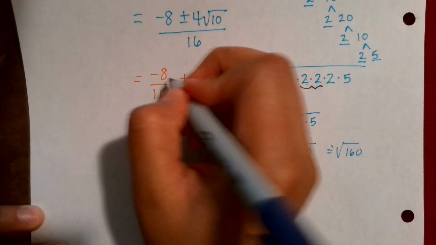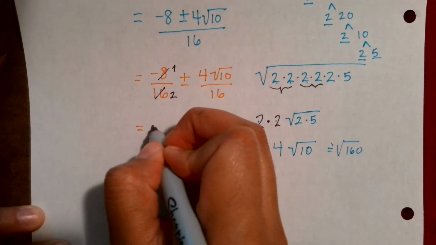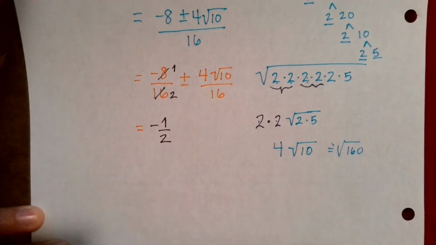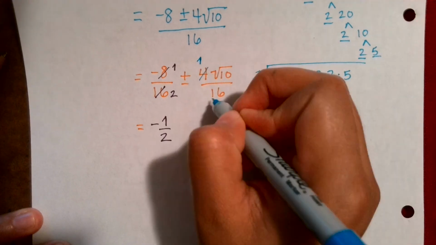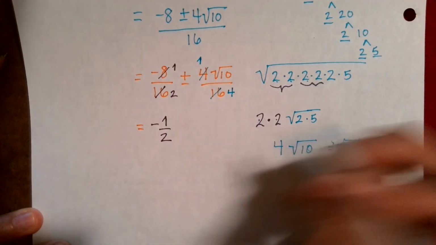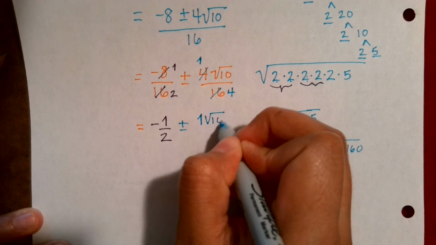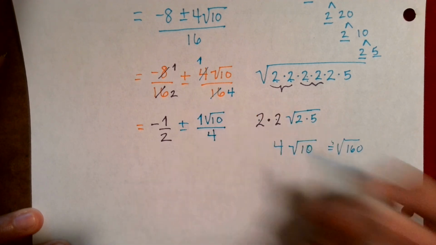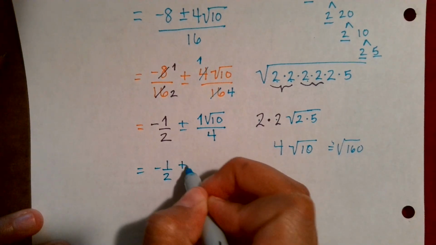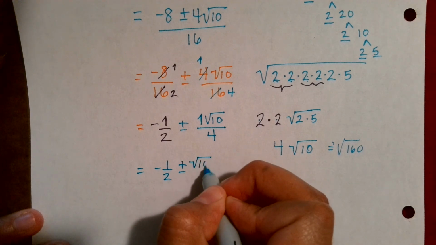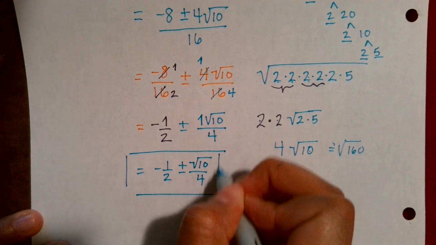8 is divisible by 8, which gives us 1. 16 is divisible by 8, which gives us 2. So this is negative 1/2, like that. Then we have 4. 4 divided by 4 is 1. 16 divided by 4 is 4. So we got plus or minus 1 square root of 10. Notice that I put the square root of 10 in the numerator over 4. So that one didn't simplify as pretty as the previous examples, but it did simplify. Keep that in mind, that it did simplify. So there's our answer.